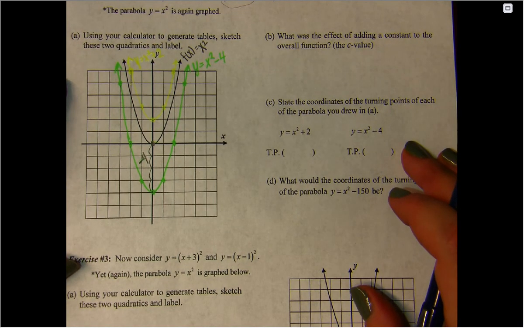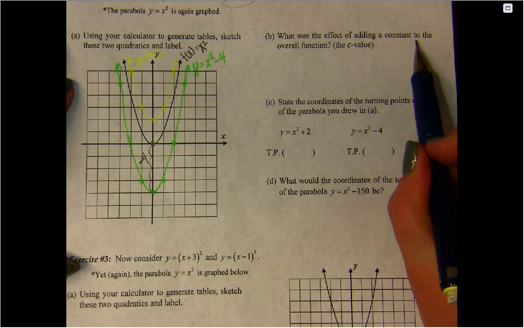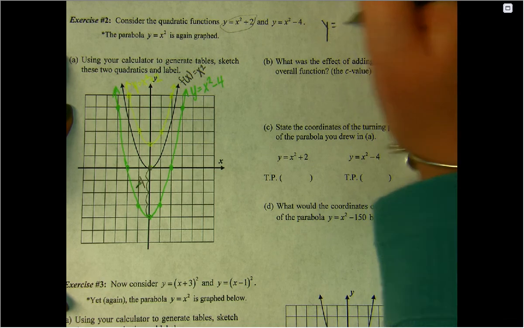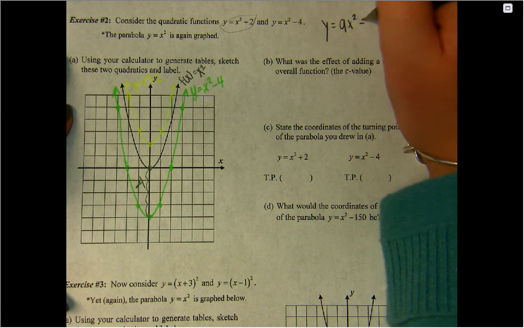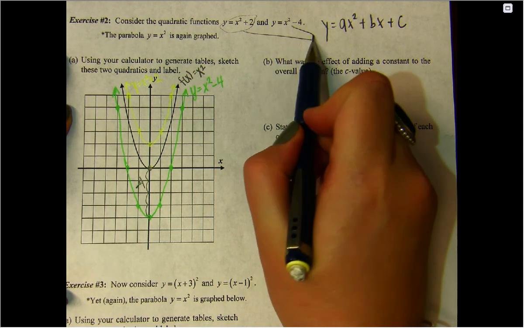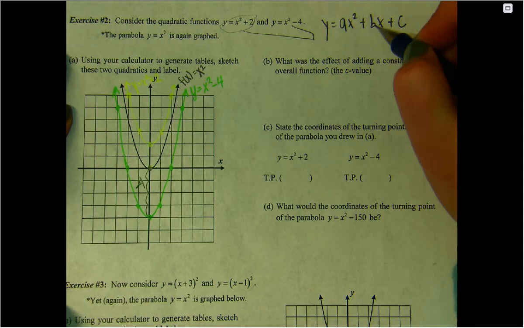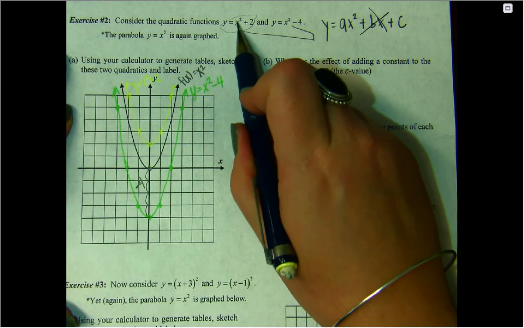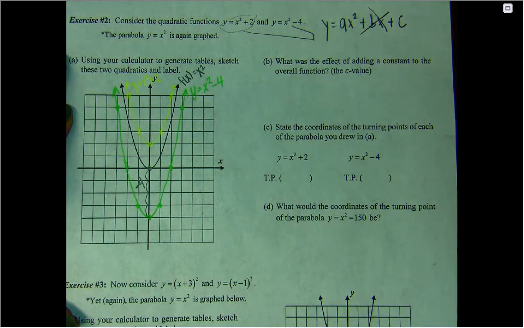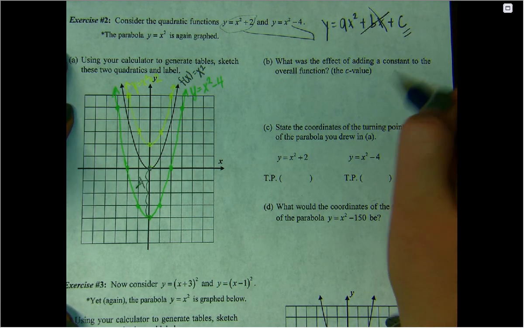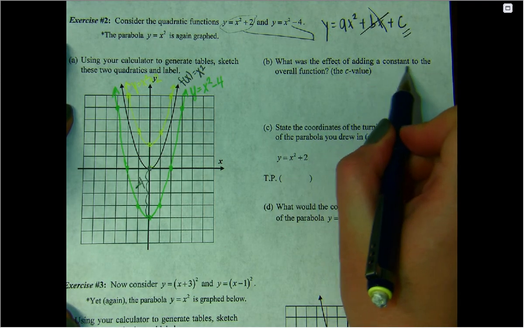Okay, so basically it says, what was the effect of adding a constant to the overall function? Remember what our quadratics look like. Ax squared plus bx plus c. Notice in both of these functions, you don't have a bx term. Okay, you just have ax squared plus c. So this constant is what it's talking about in this question. Okay, so what was the effect of adding a constant?